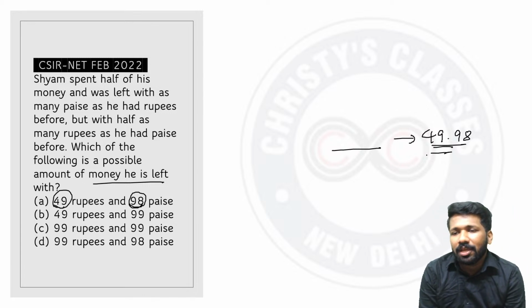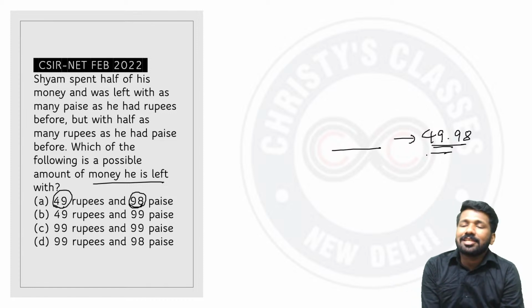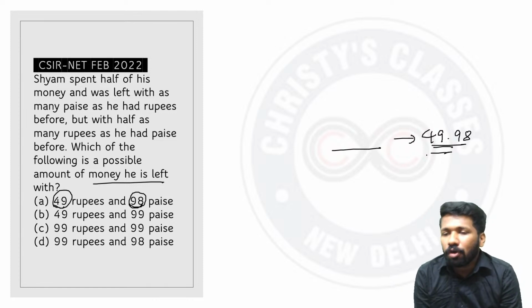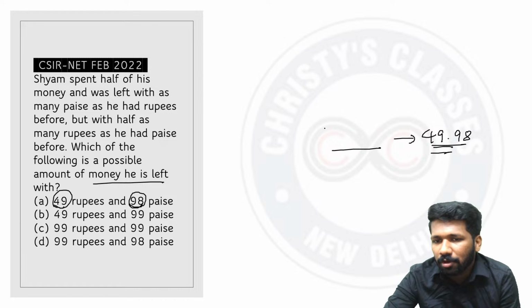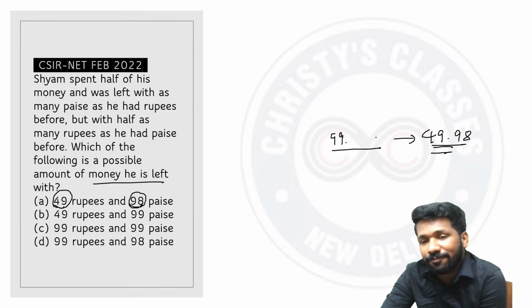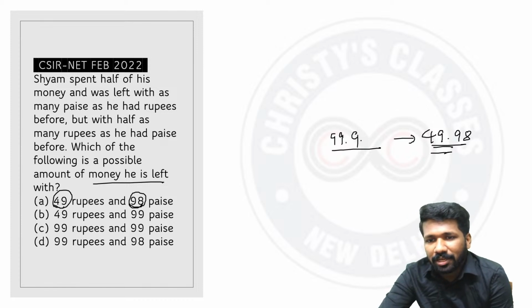So 49 rupee 98 paise means 2 paise less than 50 rupee. So it will be 4 paise less than 100 rupee, the double of it. That is how to find the half, double, etc. fast. 99 rupee 96 paise.